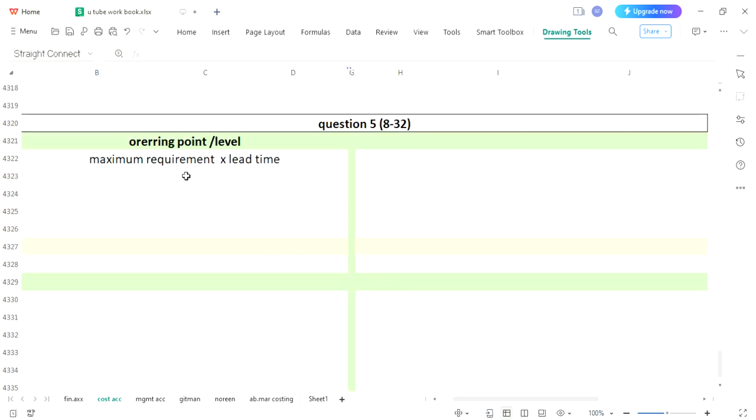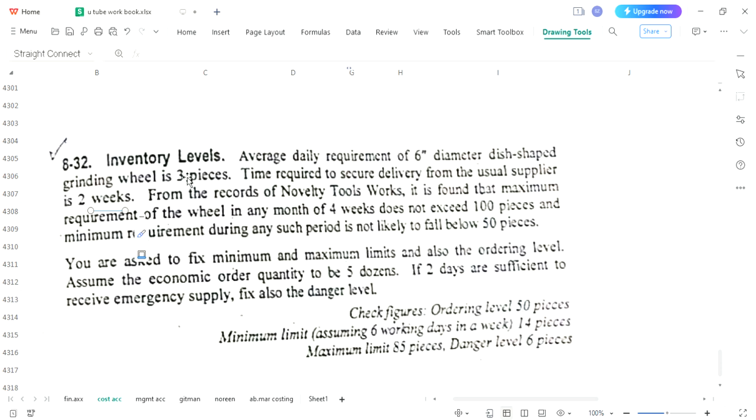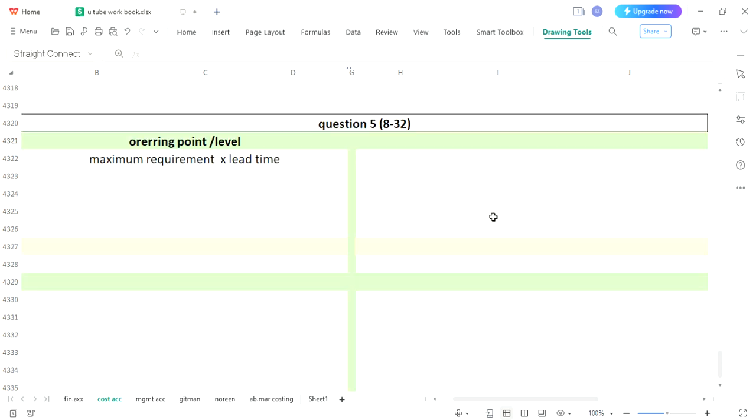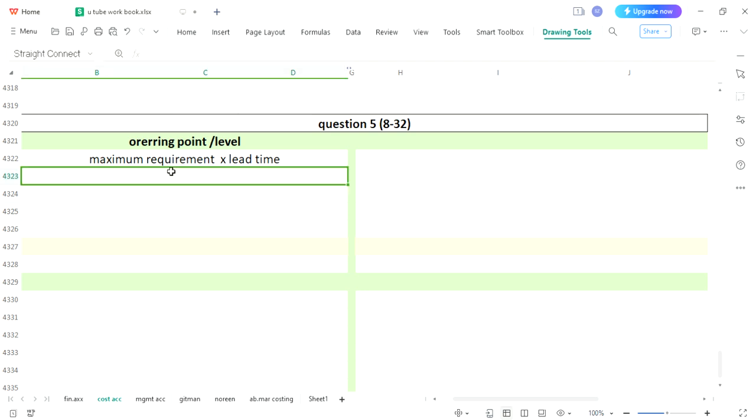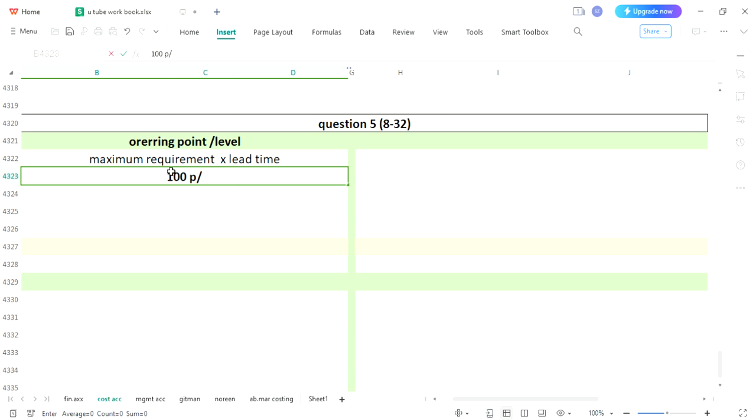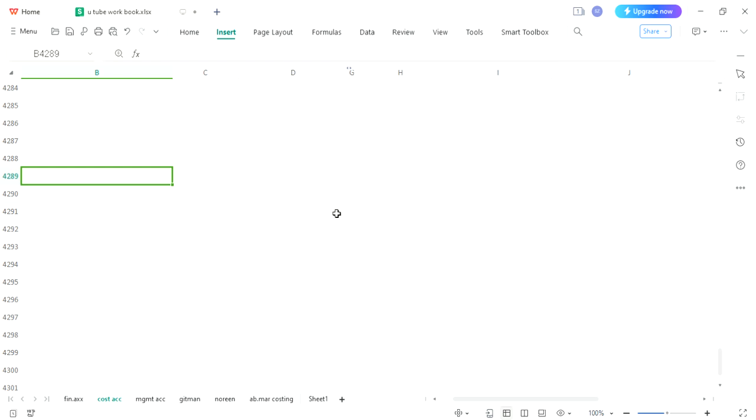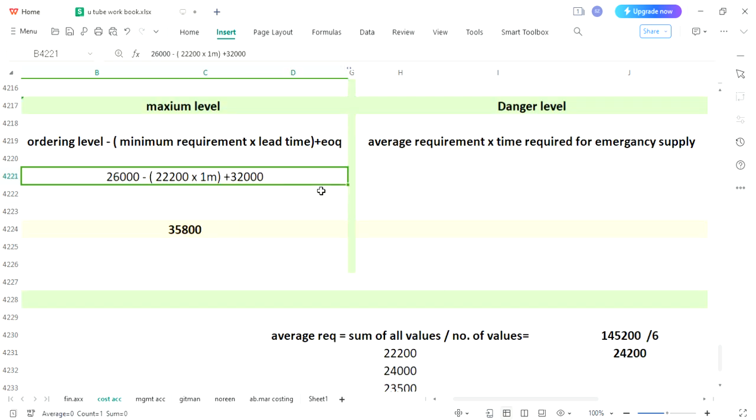First we will see how much maximum requirement is. You can see that 100 pieces are required for 4 weeks. 100 pieces are required per 4 weeks. All right, next responsibility of us is to write down the lead time. For this, you will go up where we have gone.